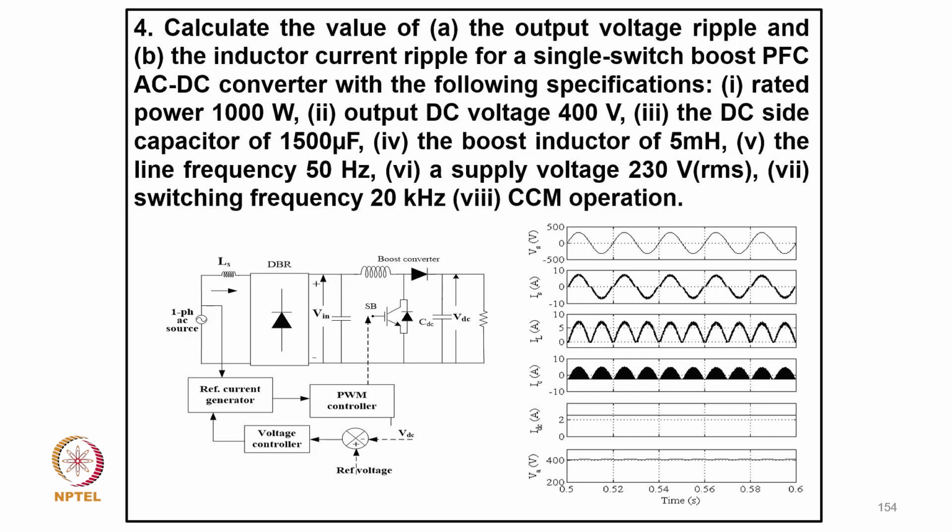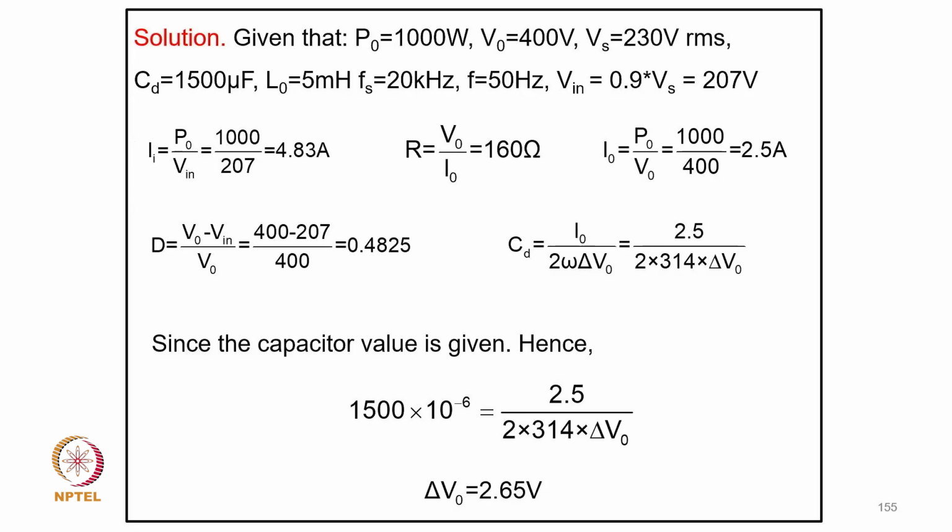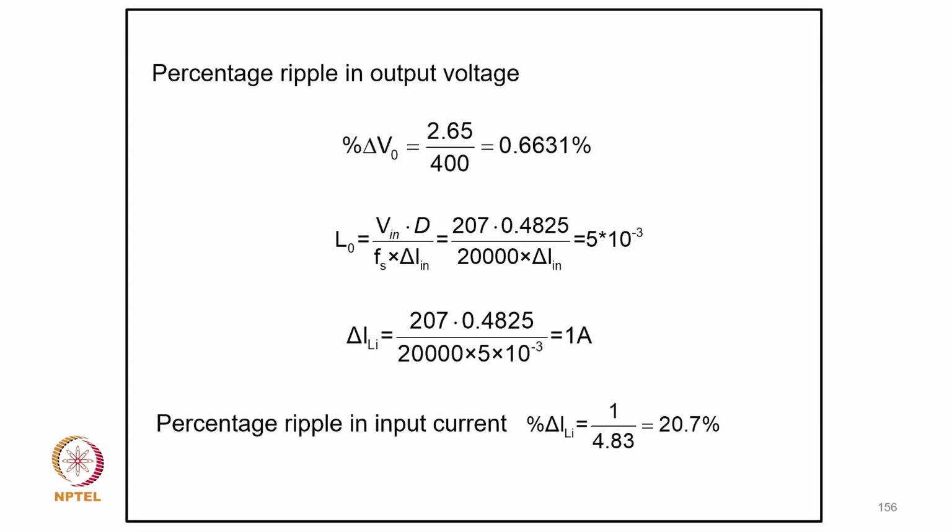So you can see the circuit of this, a diode bridge with the PFC boost converter, and you can see a simulation result of how the supply current is maintained and the output voltage is regulated with the load. So coming to the solution, I input is PO upon V in, that's 4.83, R equal to VO upon IO, so 160 ohm, and I0 equal to PO upon V0, that's 2.5, and the duty cycle comes in the same manner, VO minus V in divided by VO, 0.4825. CD equals I0 upon 2 omega delta V, putting in the value, since the capacitor is given, we get delta V equal to 2.65 volt.